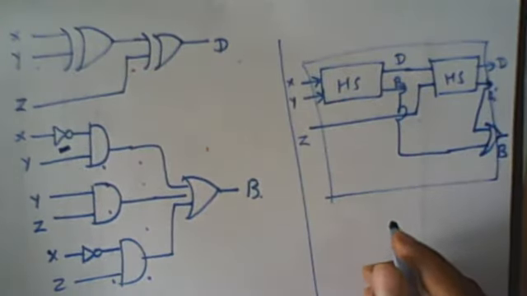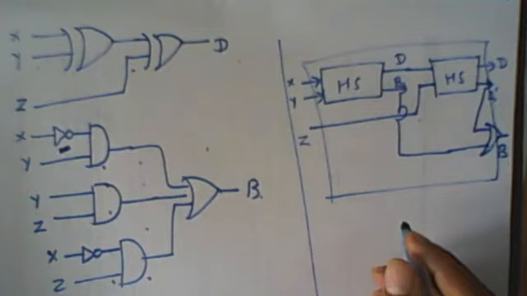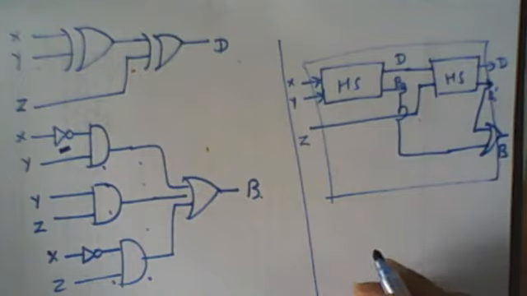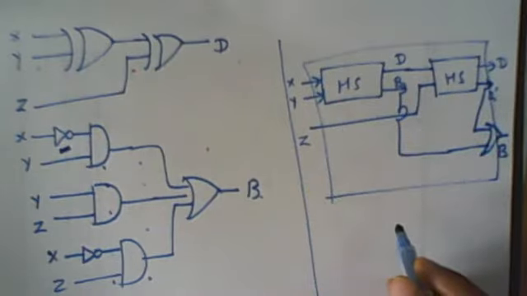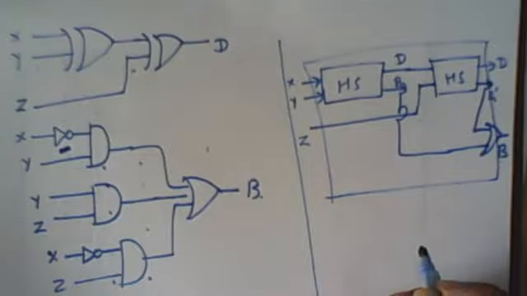If you want to check how it is implemented using the two half subtractors and the OR gate, it can easily be traced through. So this is the full subtractor using two half subtractors and an OR gate diagram.